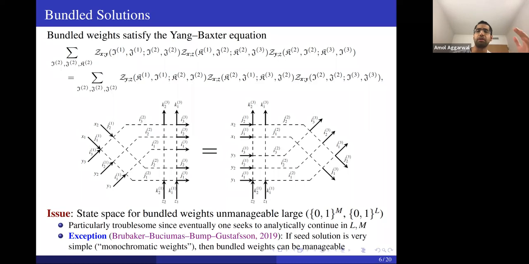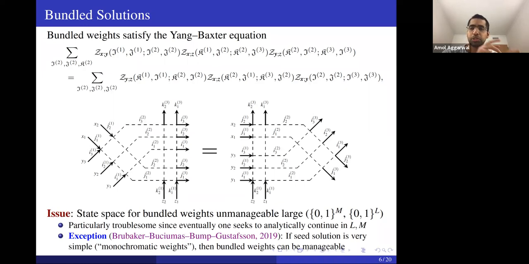Okay, so I want to somehow compress the state space of this model. Before doing that, I just want to mention an exception. I mentioned that the state space is unmanageably large. It's almost always unmanageably large, and I only know of one exception where it's manageable, and this comes from the works of Brubaker, Buciumas, Bump, and Gustafsson.